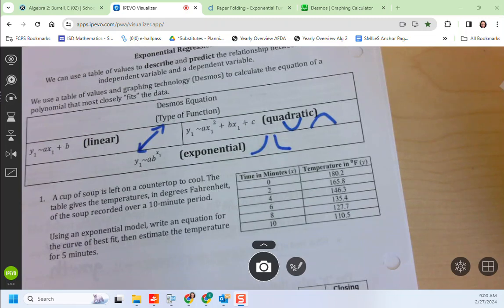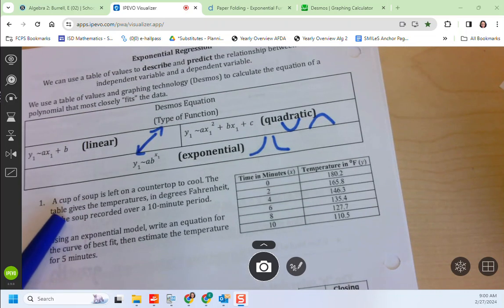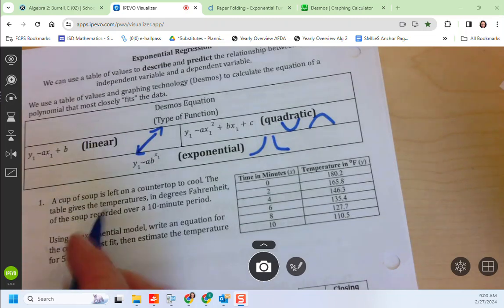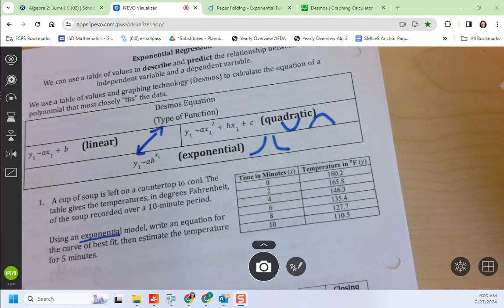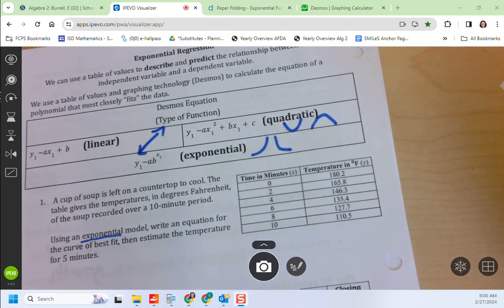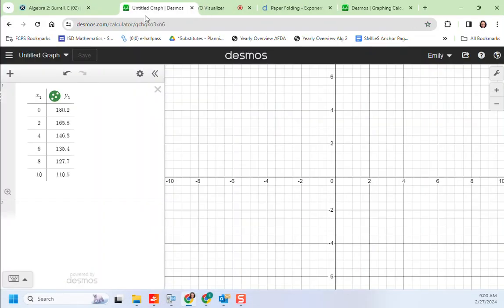So to do these problems, sometimes they tell you what kind of regression to do, and sometimes you need to reason it out. A cup of soup is left on a countertop to cool. The table gives the temperature in degrees Fahrenheit of the soup recorded over a 10-minute period. Using an exponential model, so they told us what to use, write an equation for the curve of best fit, and then estimate the temperature for 5 minutes. So I need you guys to add this table into Desmos. You get a table by hitting the plus, add item, add a table, and then you're going to enter those points.